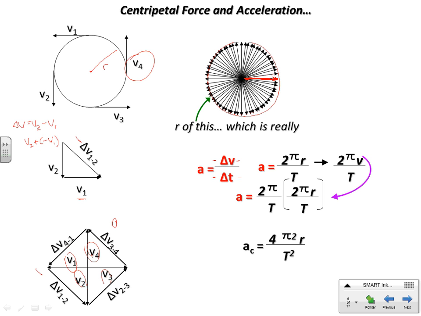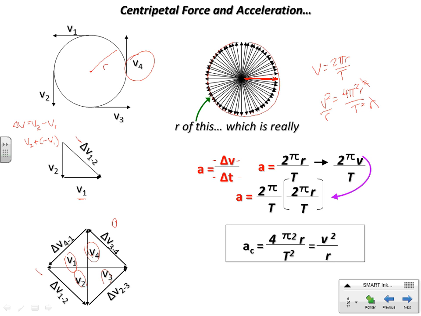Now if you notice, since we had v is 2 pi r over T, it looks like we just square everything to get this. Well, we square everything except for the r. So if I did v squared, that's 4 pi squared r squared over T squared. But I don't want the r squared, so I do this. And oh yeah, there's centripetal acceleration. So two ways to write the magnitude of centripetal acceleration: 4 pi squared r over T squared, or v squared over r.